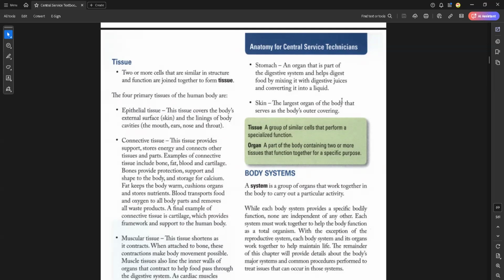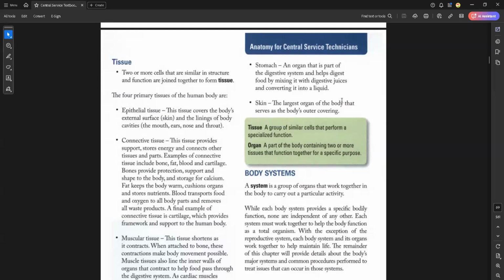So tissues must come from 2 or more cells, and they must be similar in terms of structure and function. If their structure is different or the function is different, they cannot. Then we have epithelial tissue, then we have the connective tissue, and then we have the muscular tissue. So the epithelial tissue, of course, covers the human body. That's the skin.